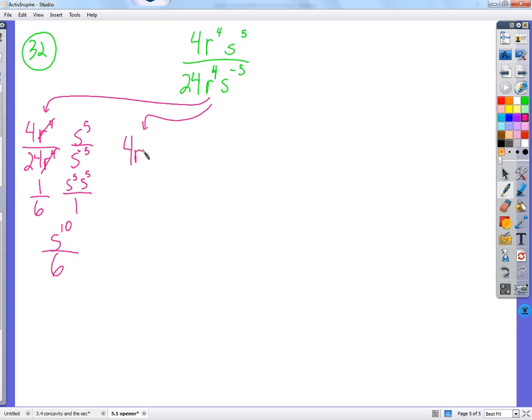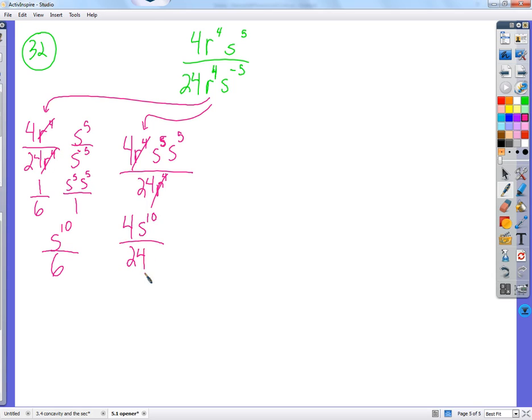So 4r to the 4th, s to the 5th, times another s to the 5th, now that it's in the numerator, over 24r to the 4th. And then I just took the r to the 4th and the r to the 4th, and just made it 1. So they cancel each other out, r to the 4th divided by r to the 4th. And then I added the 2 s to the 5th. Okay, so we got s to the 10th, and now here we have 24.